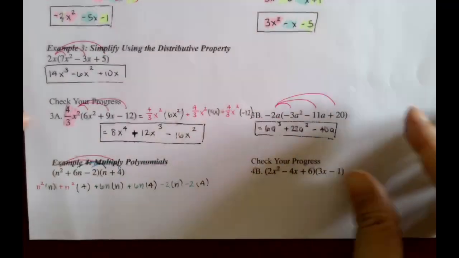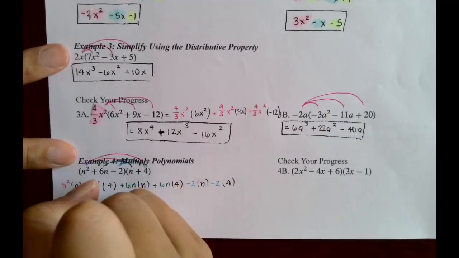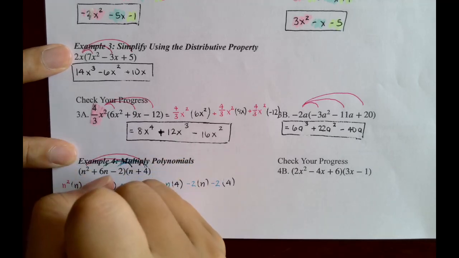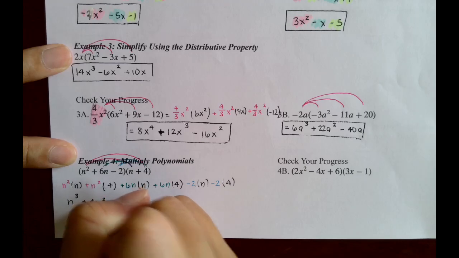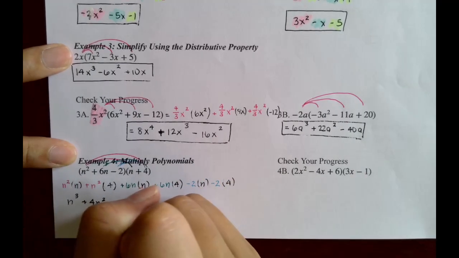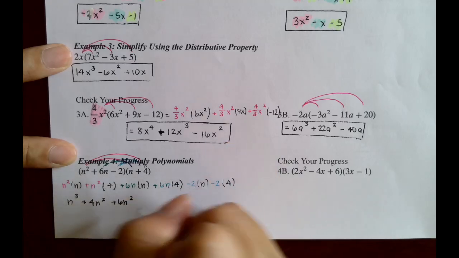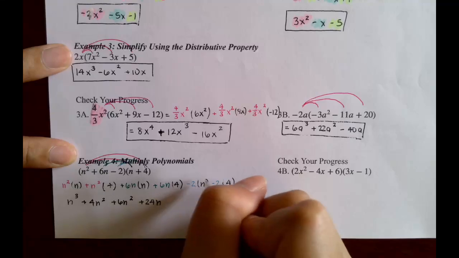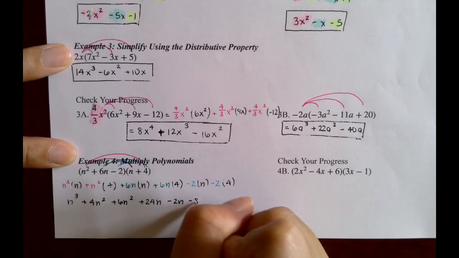Right. Then I can just simplify it. So n squared times n is n cubed. N squared times 4 is 4n squared. 6n times n is 6n squared. 6n times 4 is 24, so 24n. -2 times n is -2n, and -2 times 4 is -8.